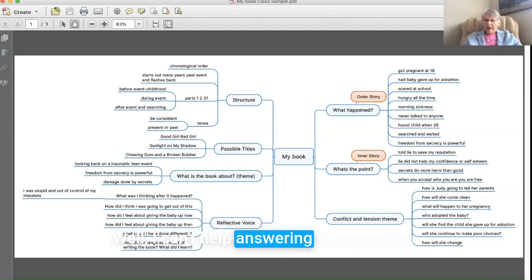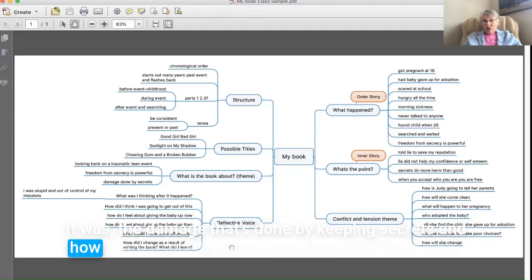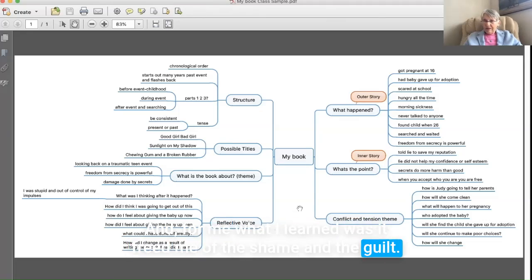Well, I can't help answering that question. What did I learn? It was the damage that's done by keeping secrets, and how if you really do come clean or explore your story, then you can really understand why you did what you did. And for me, what I learned was it freed me of the shame and the guilt.